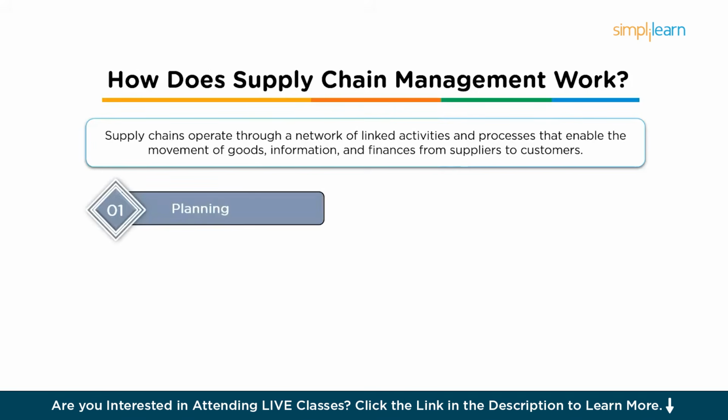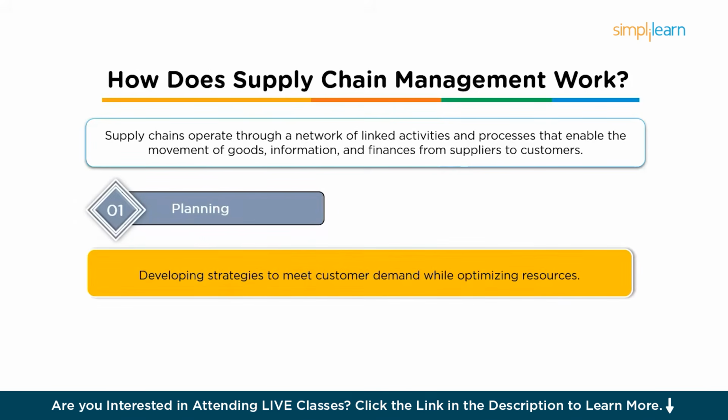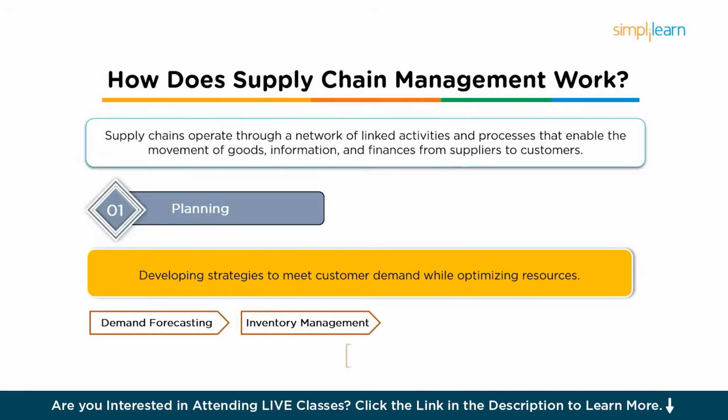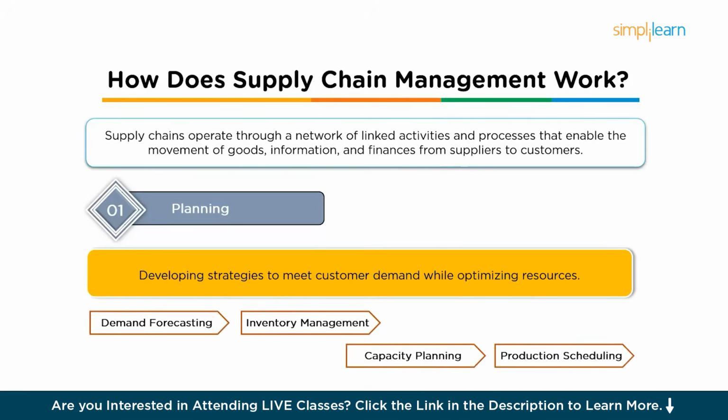The first one is planning. Planning is developing strategies to meet customer demand while optimizing resources. There are some key activities as well. The first ones are demand forecasting, inventory management, capacity planning, and production scheduling.